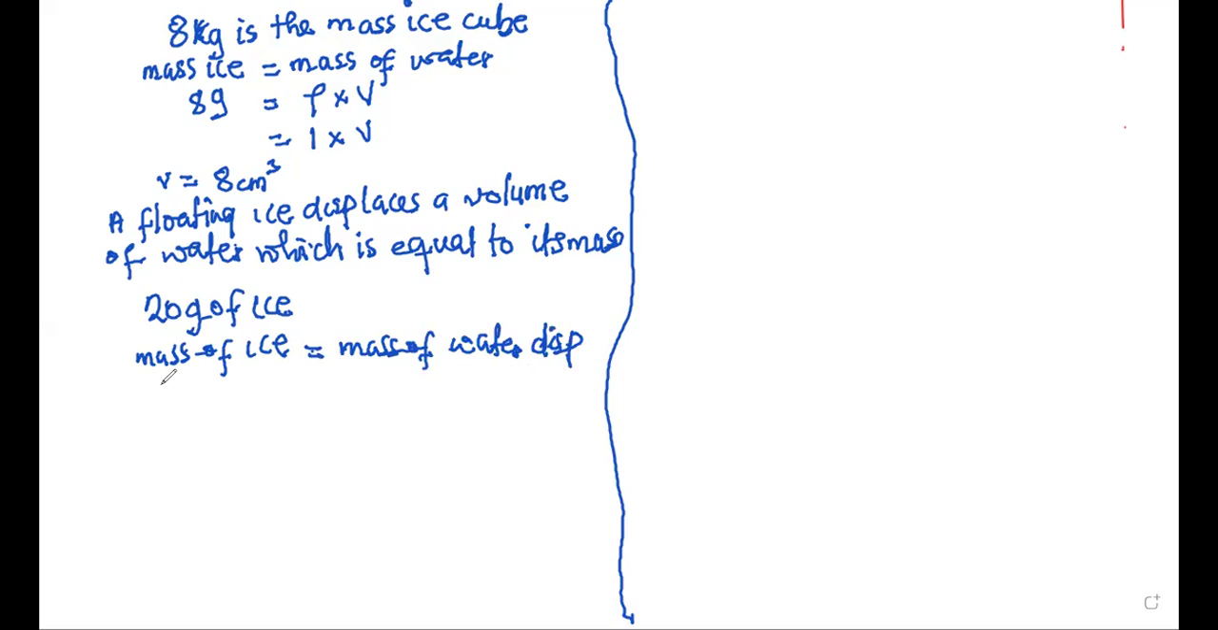So for 20 grams of ice, the mass of water displaced must be the density times volume. Density of water is 1.0 gram per cm cube. And so the volume of water that will be displaced will be equal to 20 cm cube. So whatever the mass is, it must displace an equal volume of water.